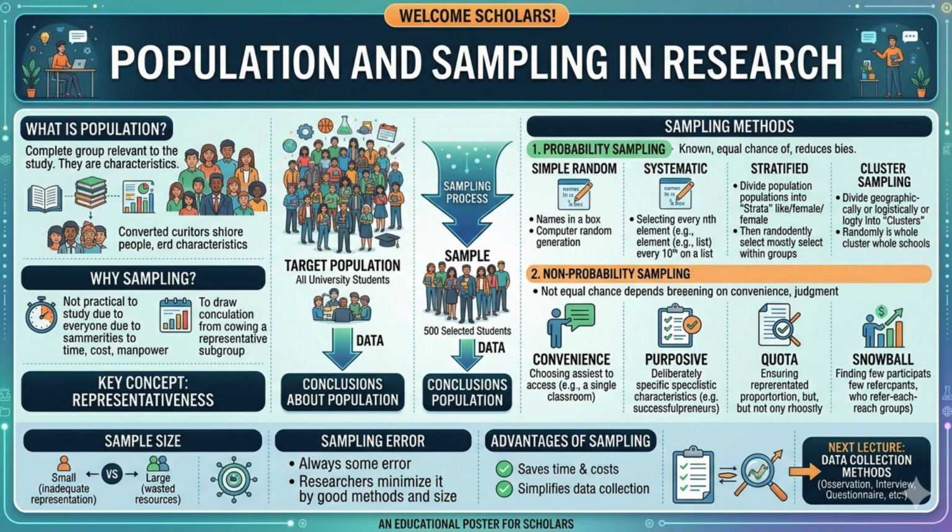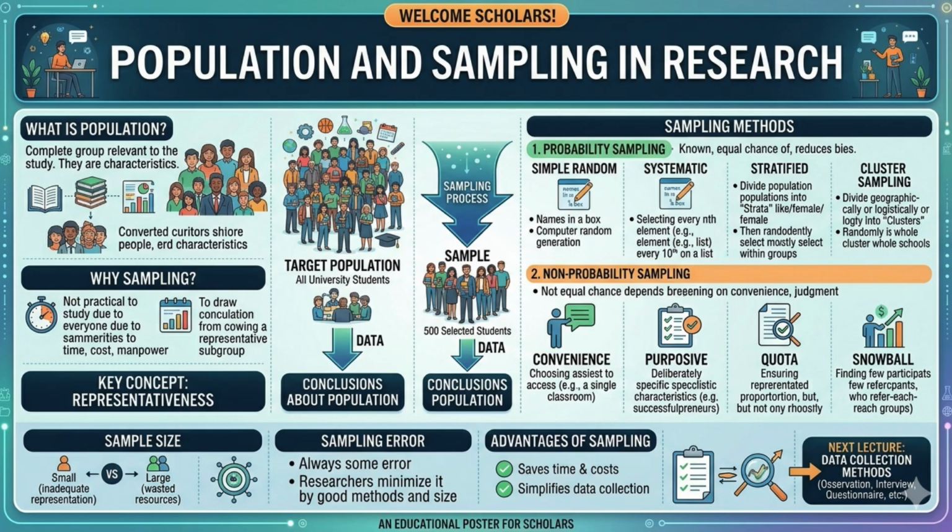Another important method is systematic sampling. In this approach, the researcher selects participants at regular intervals from a list. For example, if there are 1,000 students and a sample of 100 students is required, the researcher may select every 10th student from the list after choosing a random starting point.